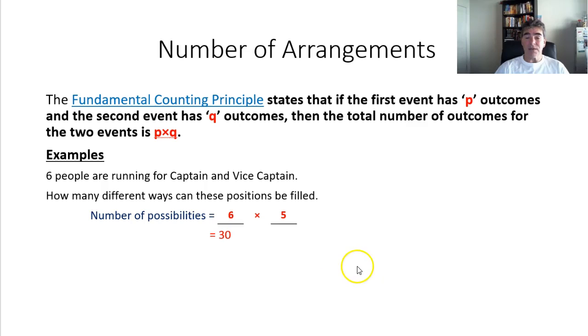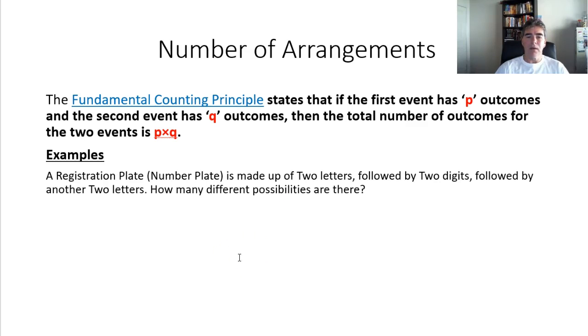Again, we could do a systematic list there or a table if we knew names, etc. But this is a quick way of just determining on how many. And let's do a little bit more complicated one. We're going to have a look at a registration plate or a number plate on a motor vehicle. And in this situation, our number plate that we're looking at has 2 letters, followed by 2 digits, and then followed by a further 2 letters. So how many different possibilities are there?